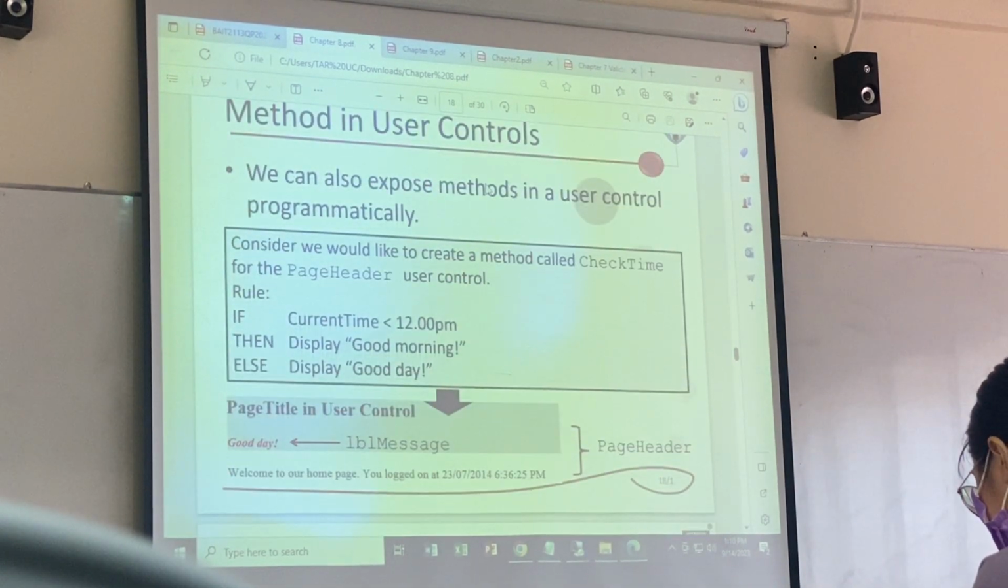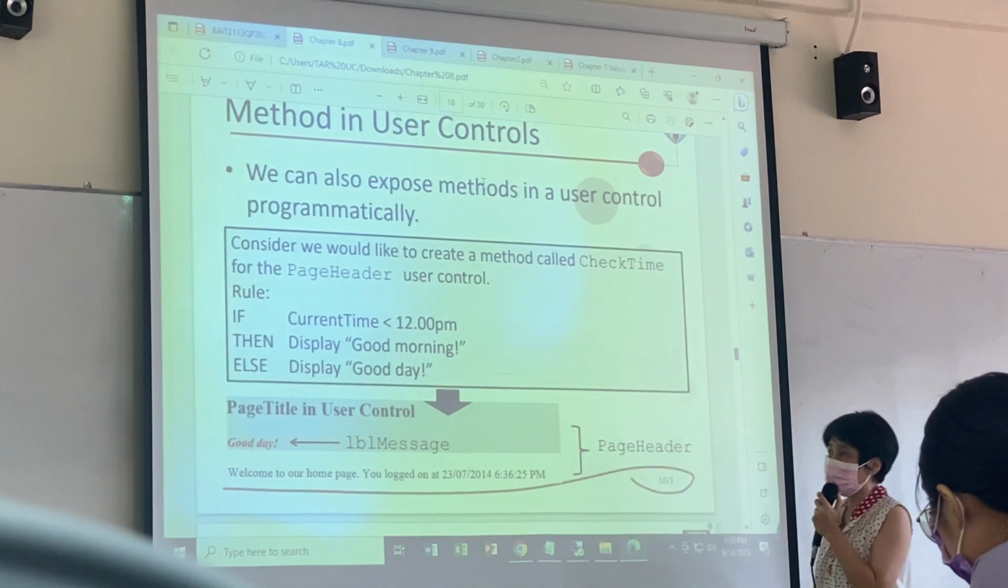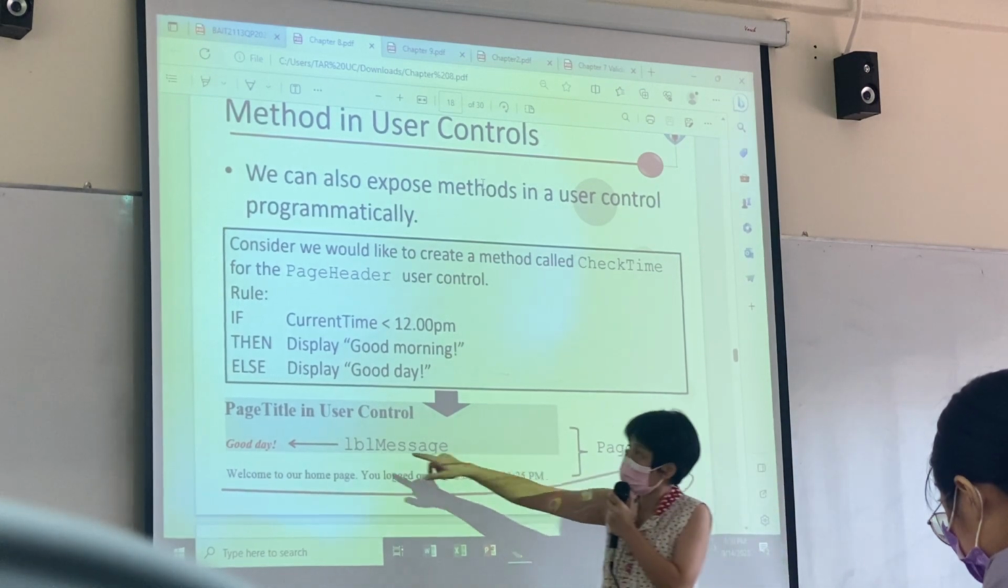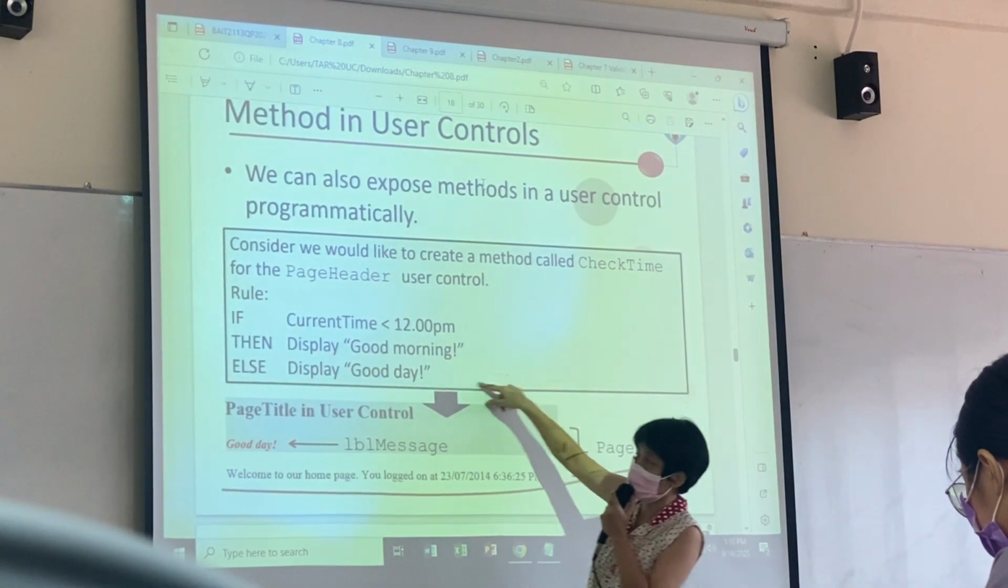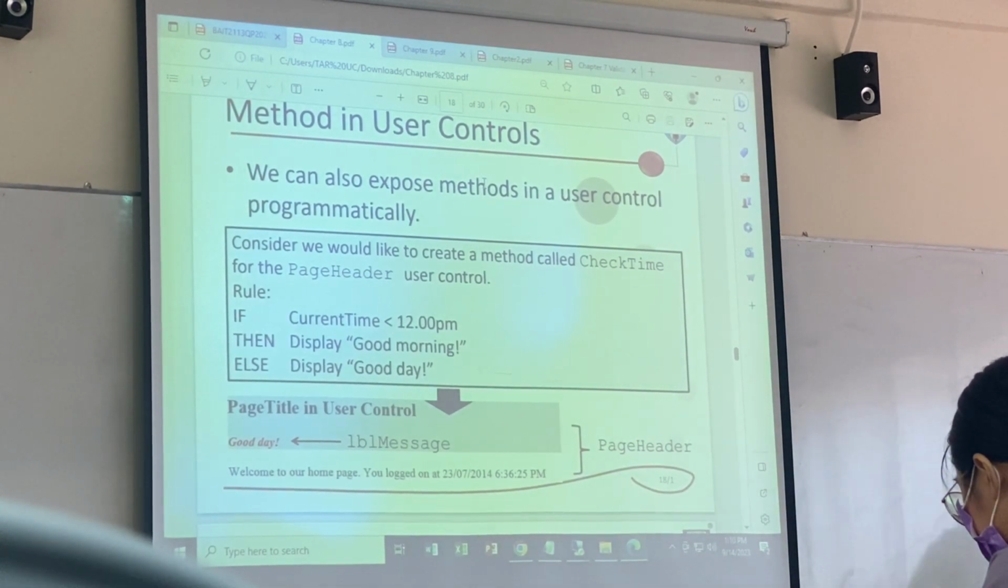Okay, method. The earlier one is the properties. The slide mentions two things, right? One is properties, one is method. So this is the method. We can also expose methods in the user controls programmatically. So consider we would like to create a method called chp8 for the page header user control. The example is a simple if else, then display something. So our page header user control will display this message based on these simple rules, the simple program that we put in. So this one I have also done.